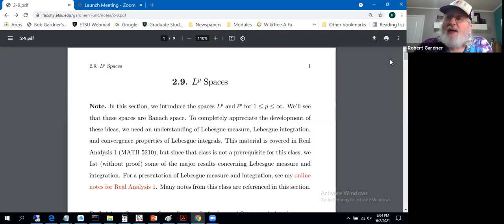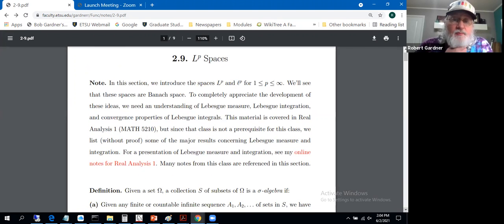So these are examples of Banach spaces, that is, complete normed linear spaces. We'll introduce the norm. We'll claim completeness, but we won't prove it. There are no proofs in the notes for this section. To completely appreciate the development of these ideas, we need an understanding of Lebesgue measure, Lebesgue integration, and convergence theorems from a real analysis class. So really, this is many topics from Real Analysis 1. Some of this LP material is usually done in Real Analysis 2, at least when I do it.